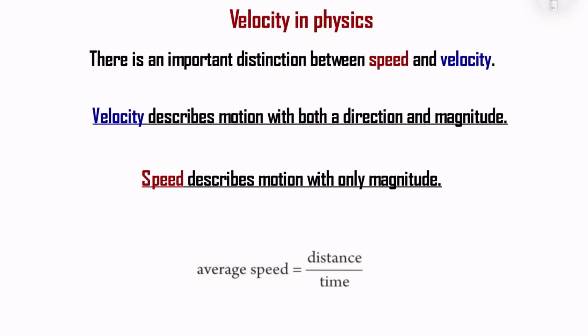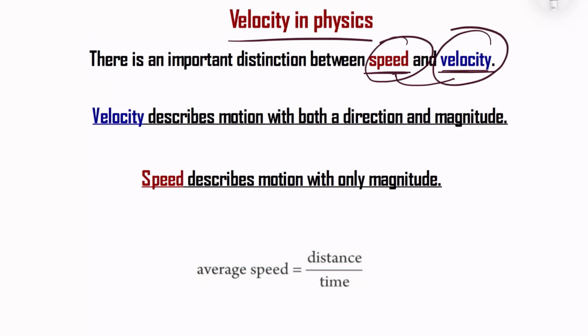Now we are going to discuss velocity in physics. We have two words here. One is speed, the other one is velocity. In daily life, speed and velocity seem very similar or the same, like displacement and distance. As we discussed, displacement is completely different than distance, and sometimes they are not equal to each other. And here we're going to talk about the distinction between speed and velocity.